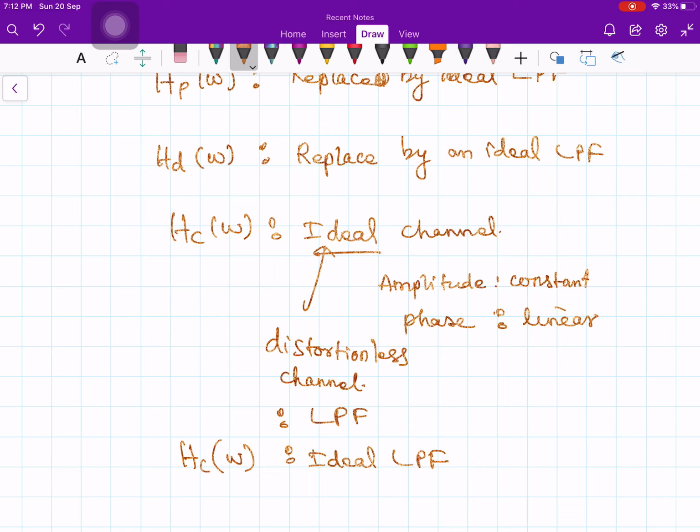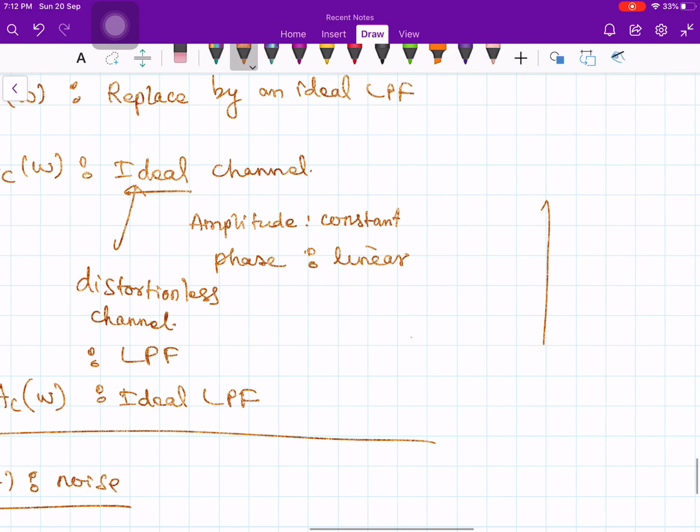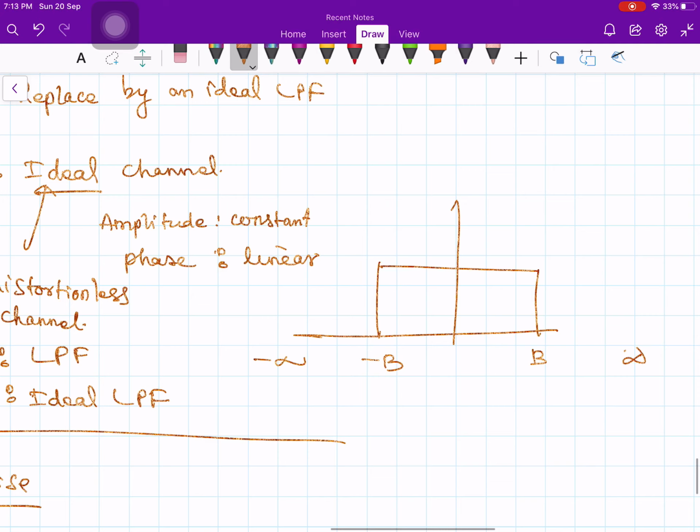So we idealized the transmitter filter, we idealized the receiver filter, and we idealized the channel. So let us look at the effect of noise. Noise modeling. How do we model the noise? Before that, I forgot to draw the figure. When I say ideal channel, then the magnitude spectrum is constant from minus B to plus B. I don't expect the channel to be constant for the entire frequency band from minus infinity to plus infinity. In fact, I don't want that.